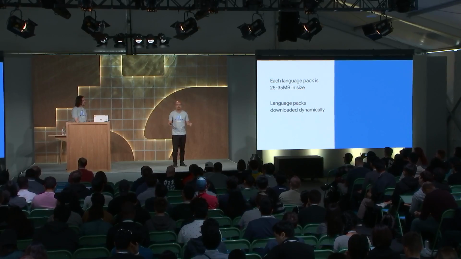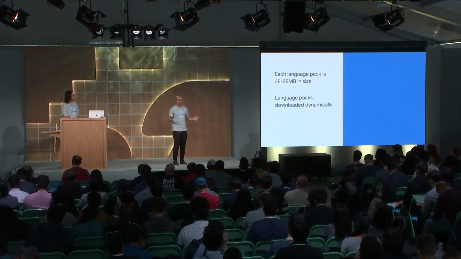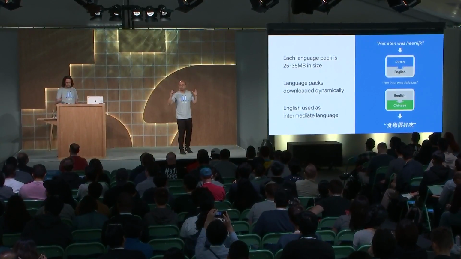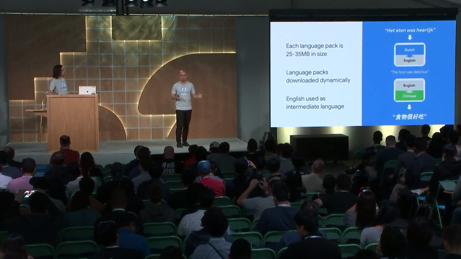Translation is based on language packs, and each language pack is 25 to 35 megabytes. So it doesn't make sense to bundle all these language packs into your app. That would be so big. To handle that, we're providing a downloading API so that you can download the needed language packs as you go. That can help you to shrink your app size. Further, we have 59 languages, so in total the language pairs would be almost 3,000. To reduce the number of language pairs, we're using English as the intermediate language.